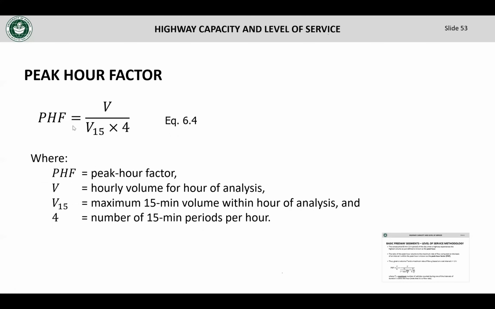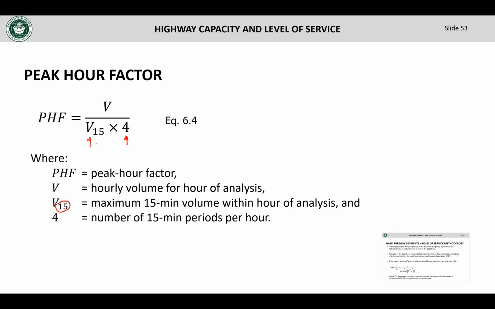Okay, and this is the equation you have in your book, which actually is simpler than what I've been showing before, but it's basically the same thing. This is the flow rate in the 15-minute peak period, and you multiply by the number of 15-minute periods you have in your book. Your book uses 4 because for freeways we typically use 15 minutes.